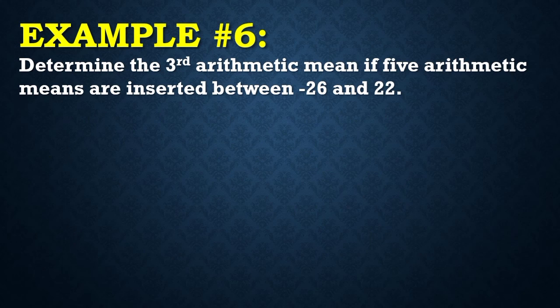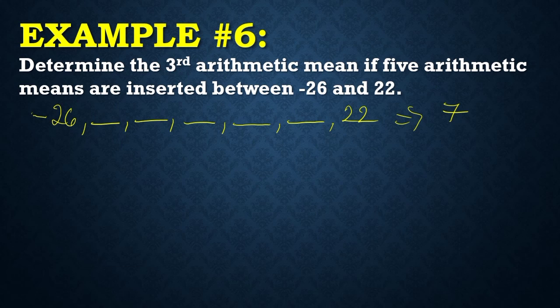Determine the third arithmetic mean if 5 arithmetic means are inserted between negative 26 and 22. So, dito sa problem natin, ang kailangan natin i-identify is yung third arithmetic mean, wherein 5 arithmetic means ang kailangan nating hanapin between negative 26 and 22. So, that is negative 26 and then 5 blanco. Ayan. So, ilang terms meron dyan? That is 7. So, 5 blanco tsaka yung dalawang number na given.